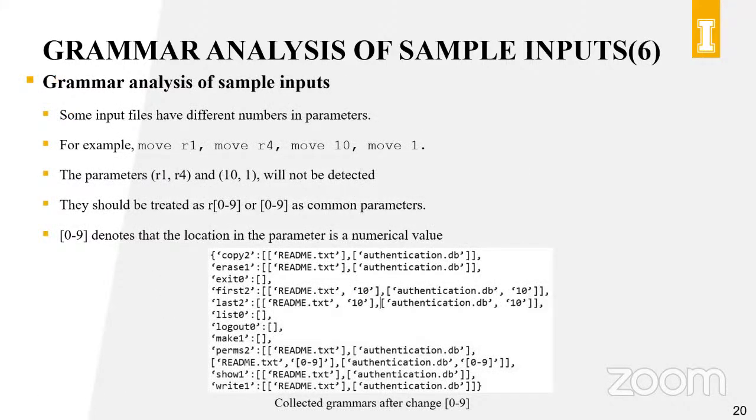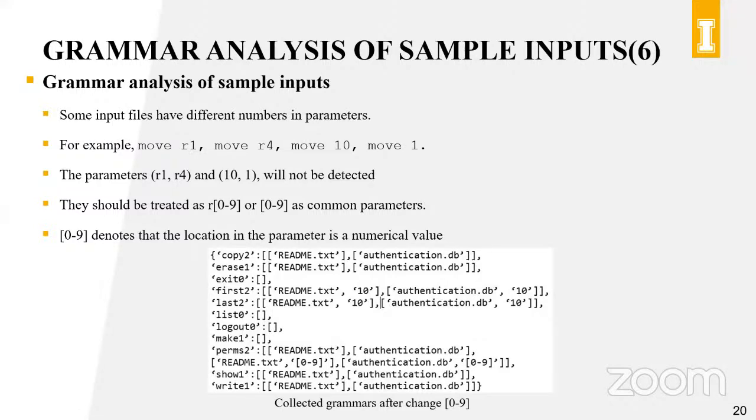So we are continuing with the grammar analysis of the sample input. After investigating the sample input files, we see there are numerical values in the parameters. For example, if we have the command move with first parameter R1, and move R4, and we have the command move 10, move 1. The parameters R1 and R4, and the parameters 10 and 1 for move, will not be detected or extracted from the previous step.